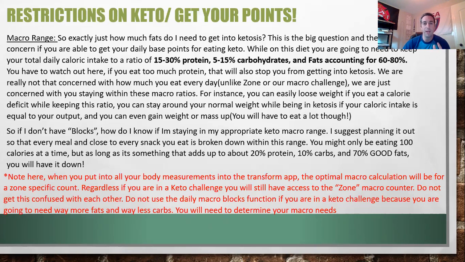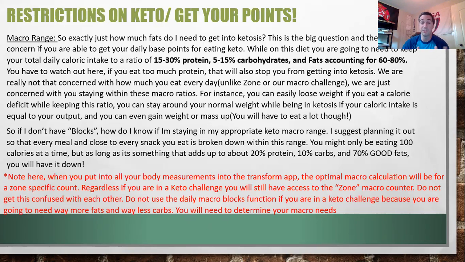So if you don't have blocks, what we're primarily concerned with here is staying in that macro range. We don't really care about how much you are eating, okay? It says here you could eat a little bit less than the caloric output, and you're going to be in a deficit. You could try to eat the same amount of calories that you're outputting, and you're going to be pretty much in equilibrium, and you're not going to lose typically as much weight. You can even try to mass up or gain weight while eating keto, but you are definitely going to be eating a lot there. So probably easier for that in a little bit other ways.